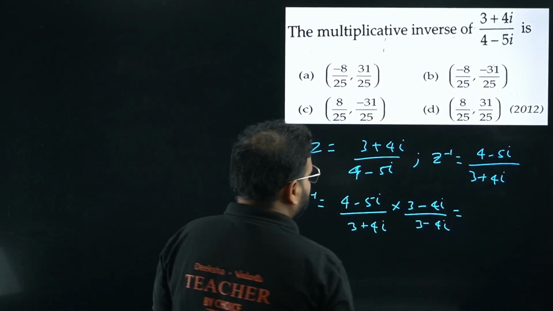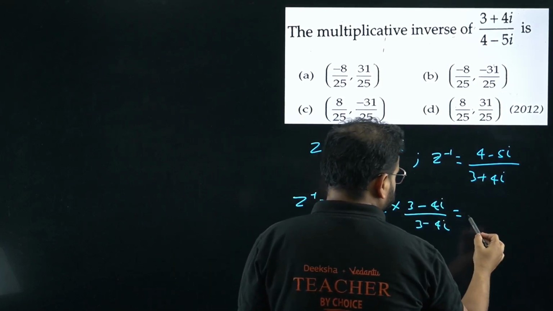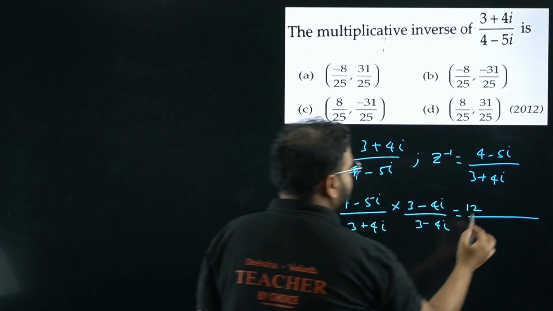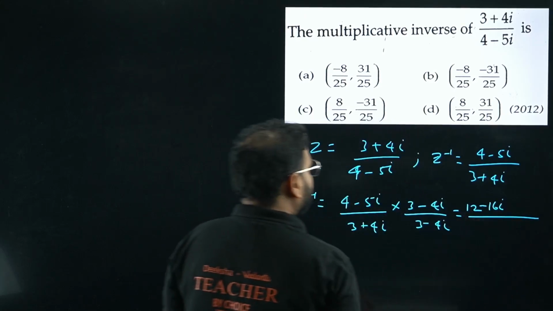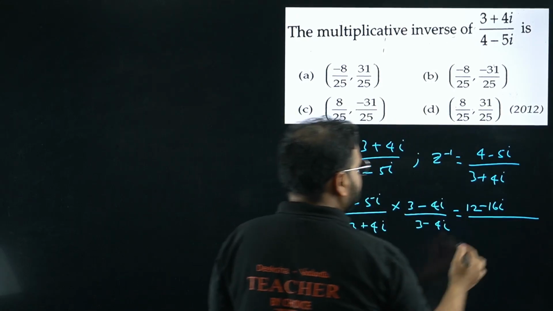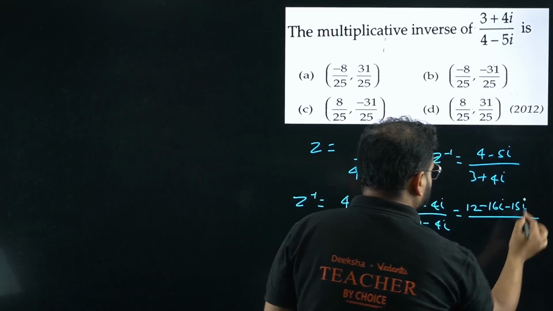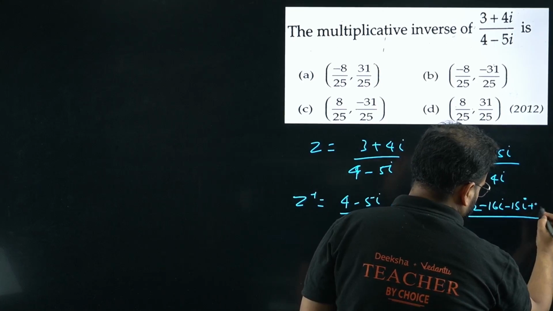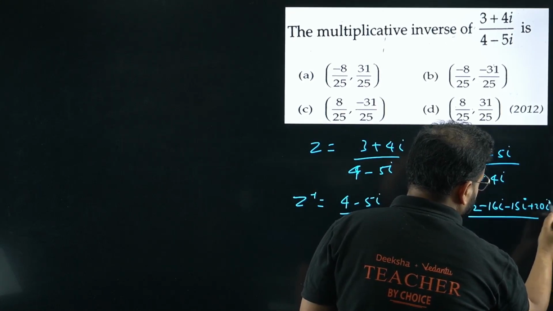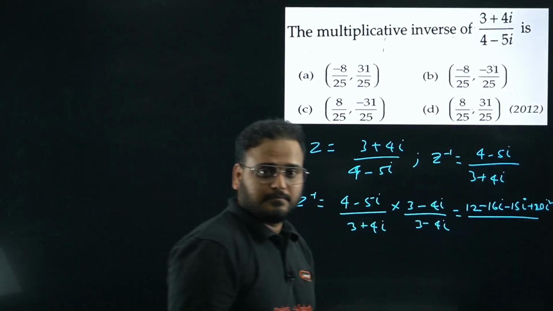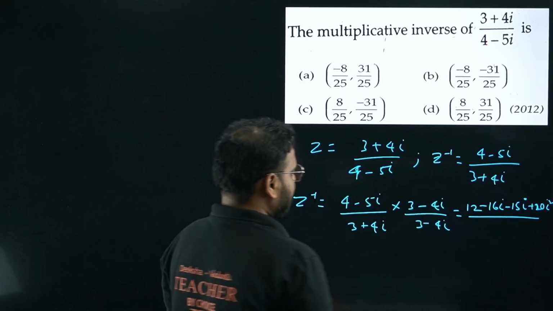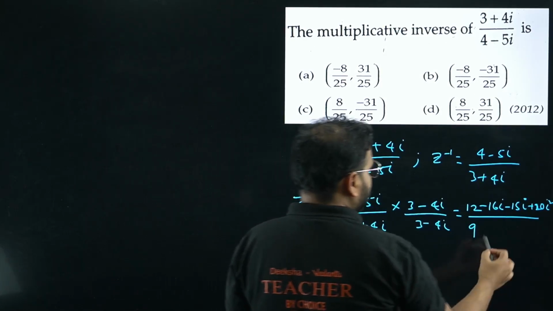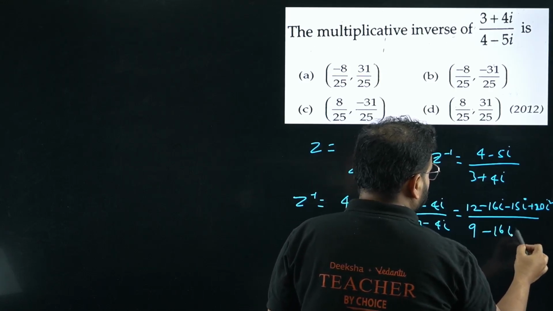What do I get for this part? The numerator is the product of these two numbers. 4 into 3 is 12. 4 into minus 4i will be minus 16i. Minus 5i into 3 will become minus 15i. And the last one is plus 20i square. The denominator is 9 minus 16i square.